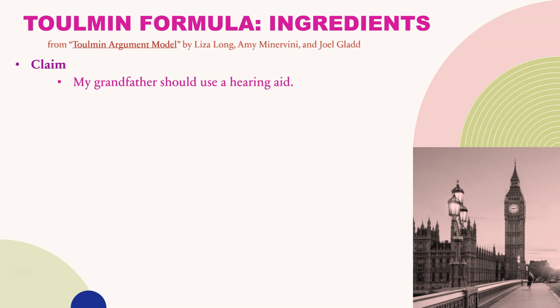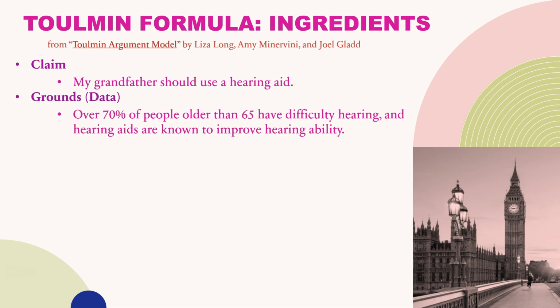So the claim, this one's easy. This is the opinion. My grandfather should use a hearing aid. I adapted this model from a link that you can access when you look at the slides, the Toulmin model argument. So the claim, you might say, my grandfather should use a hearing aid, coming out there stating it as a fact. The grounds, which is just the data or the evidence.